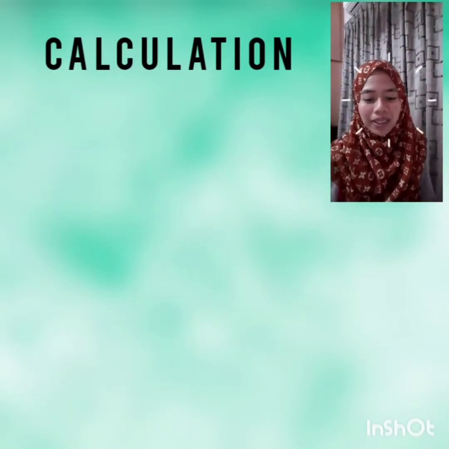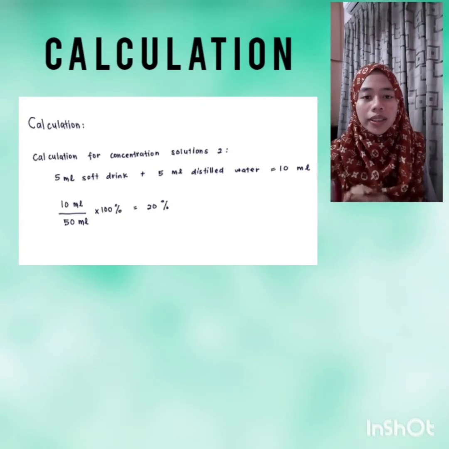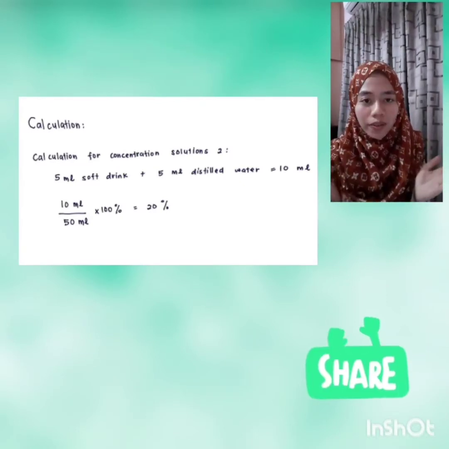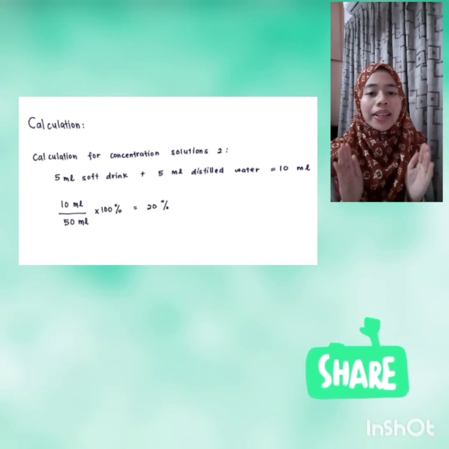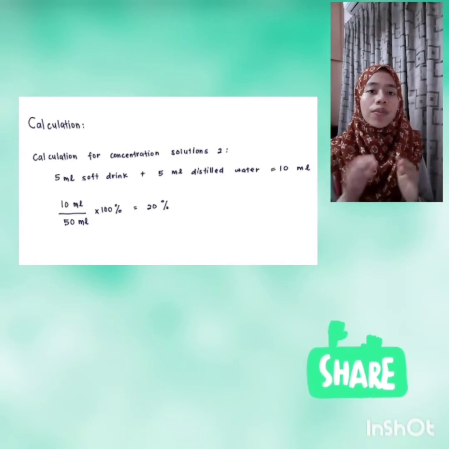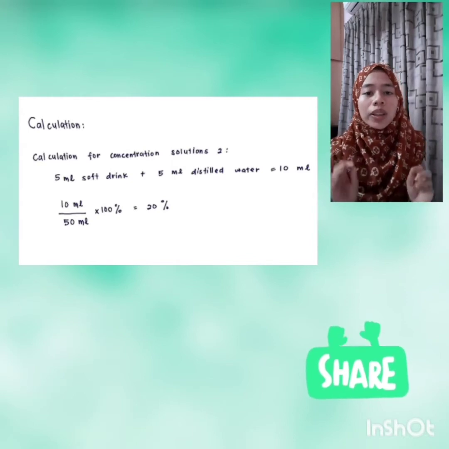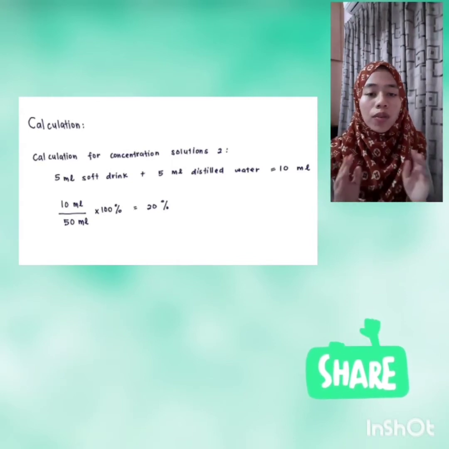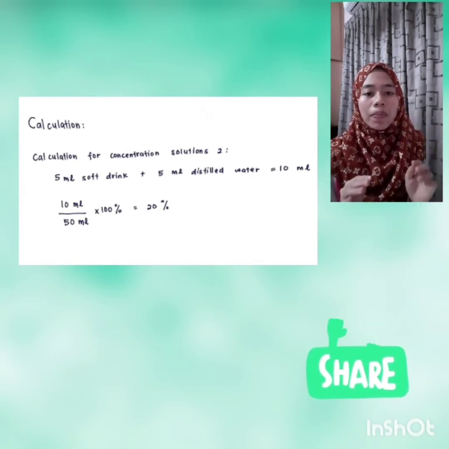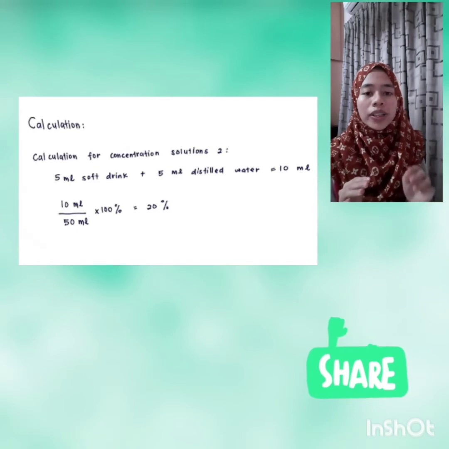Calculation part. The question asks to calculate the concentration for sample number 2. The soft drink solution is prepared in a 50 ml volumetric flask. Solution number 2 is prepared by adding 5 ml of soft drink to 5 ml of distilled water. The total is 10 ml. Dividing by the total volume of 50 ml and multiplying by 100%, we get 20% in solution number 2.